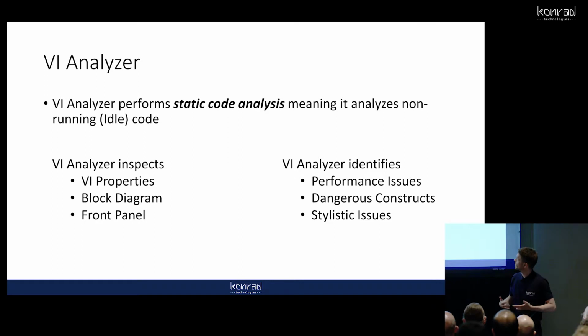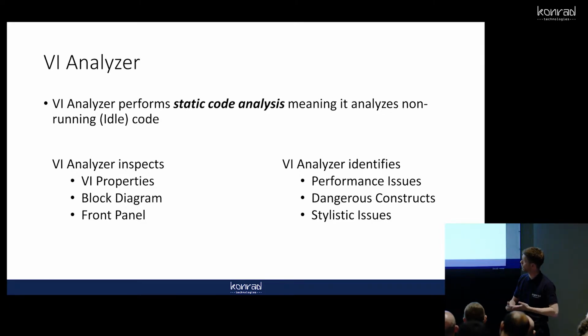So VI Analyzer is a tool to perform static code analysis. It analyzes non-running code. So the code that you've written, it performs a series of inspections and tests on that to look for those style issues, those performance issues, those dangerous constructs. VI Analyzer inspects the VI properties. So you can check things like, do I have source code separated from compiled code? Do I have a VI that's accidentally set to run when open?